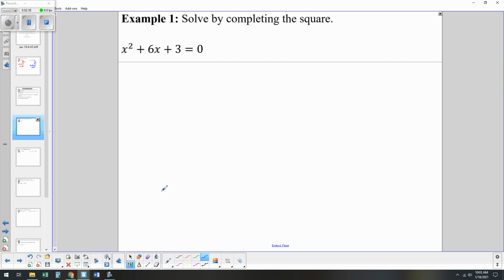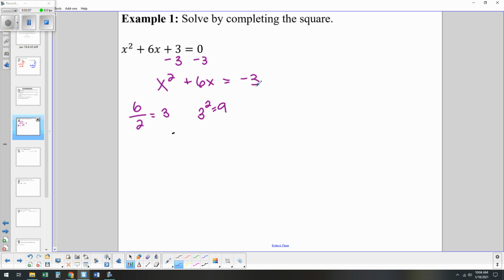So in my first problem here, I have x squared plus 6x plus 3. If I were to do this, I'm going to start by moving the 3 over. I want to get just the x squared plus 6x on this side. Now I'm going to take that term and cut it in half. So half of this is 3. And I'm going to square it, and that's what's going to be added to both sides of the equation. So on this side we're going to end up with plus 9, and on this side we're going to end up with plus 9.